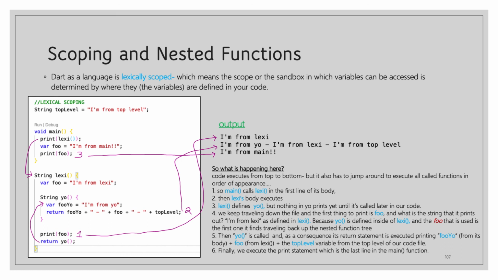Finally, we execute the print statement, which is the last line in the main function. So it prints out, "I'm from lexi, I'm from yo, I'm from lexi, I'm from top level," and then "I'm from main." Study this a while. Let it sink in. Make sure it makes sense.